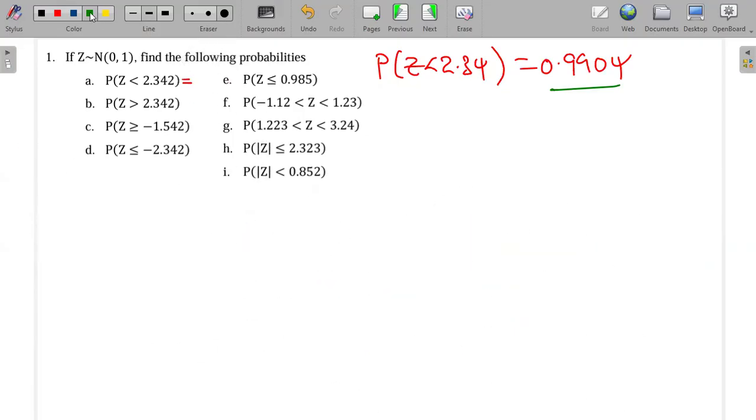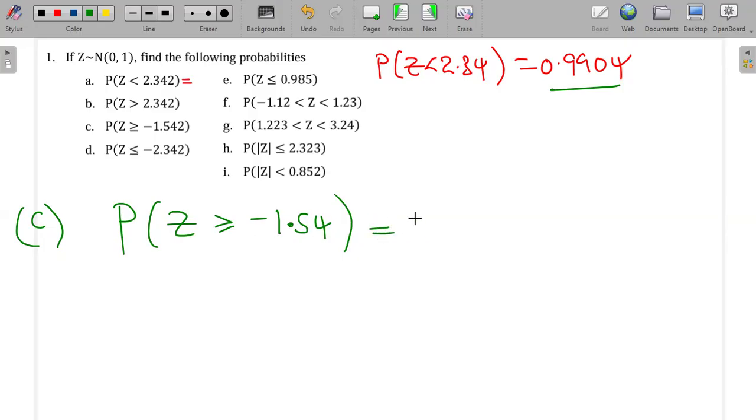Okay, we go to the third one. The third one has a negative value. There are tables with negative values. So the probability that Z is greater than or equal to minus 1.54. Remember, I'm rounding off to two decimal places, so if I round these off, it will still remain the same. How am I going to handle this? Complement rule. So this becomes 1 minus the probability that Z is less than minus 1.54 by the complement rule.